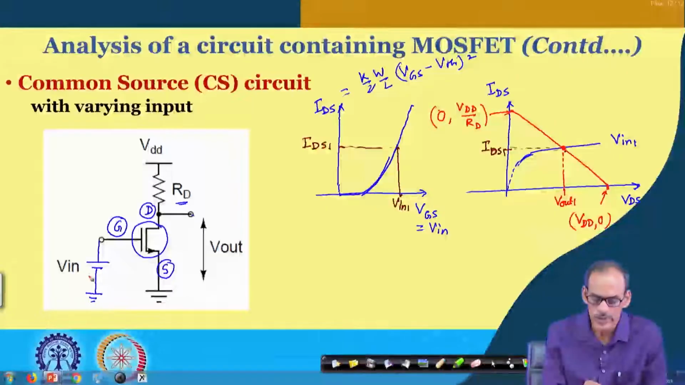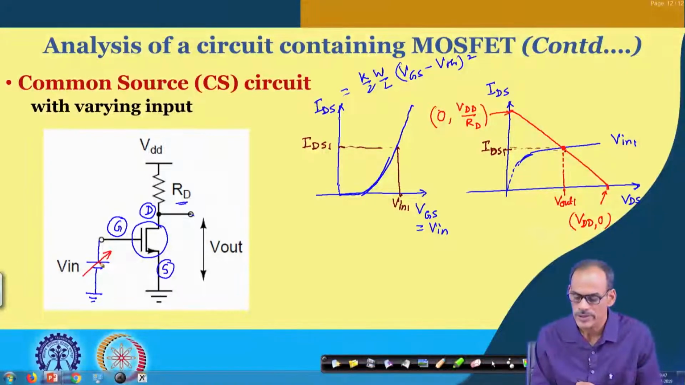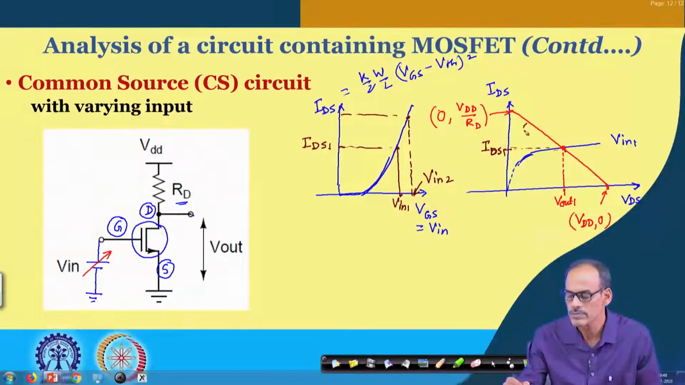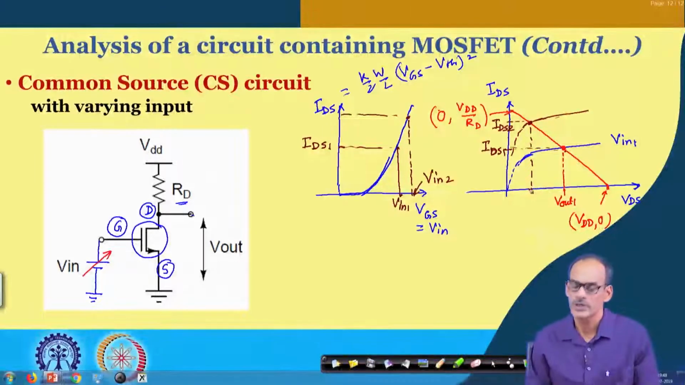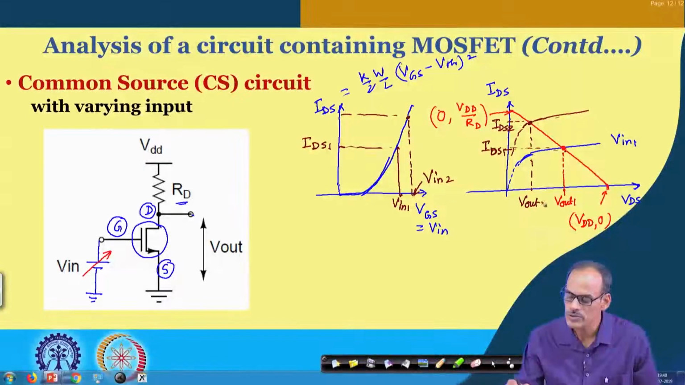So, now if I vary this voltage, say if I increase this voltage to some other value, say Vin2, so this is Vin2. That gives us a different current, maybe at a higher value like this. So, this level of current is IDS2, and wherever they are intersecting, that gives us the output voltage, namely the VDS. So, that is the Vout2.